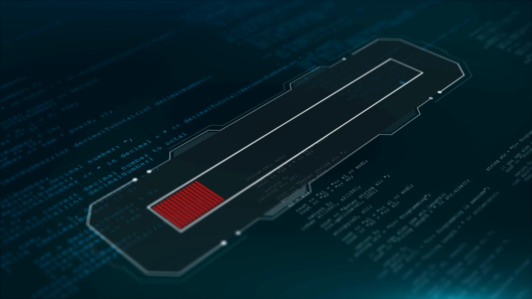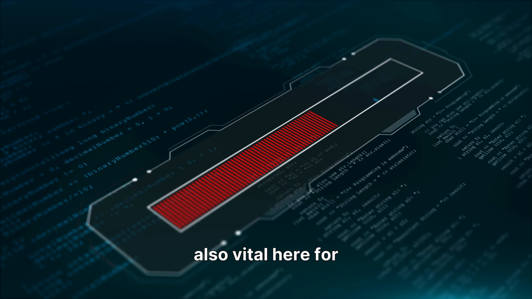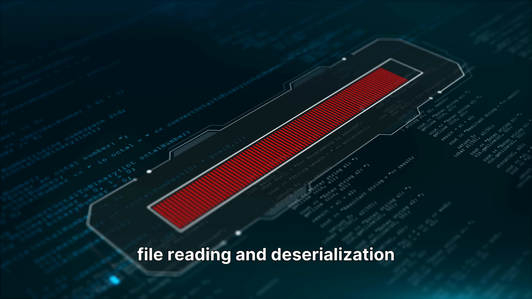Just as with saving, robust error handling is also vital here for file reading and deserialization during the loading process. Implementing try-catch blocks around these operations will help us gracefully manage potential issues like corrupted save files or unexpected data formats, preventing crashes and ensuring a smoother user experience.